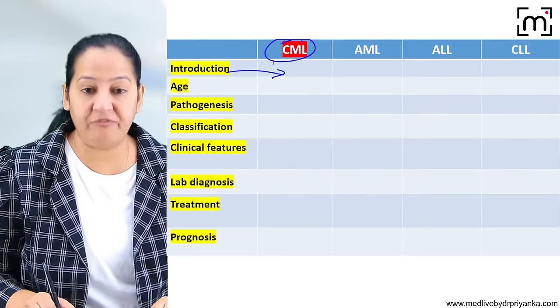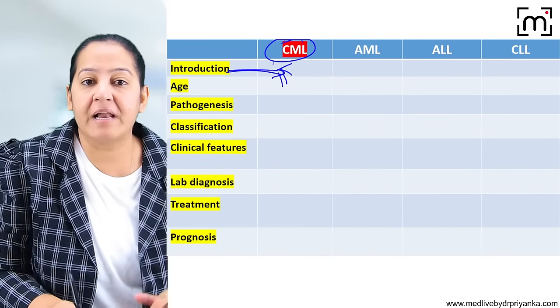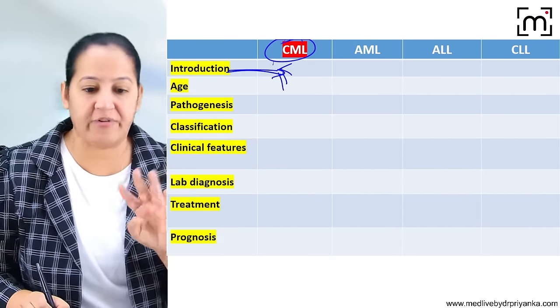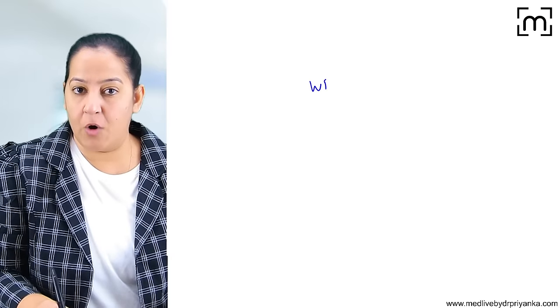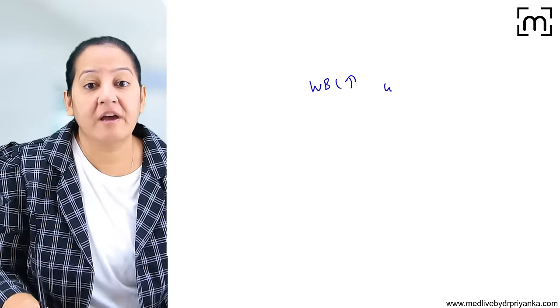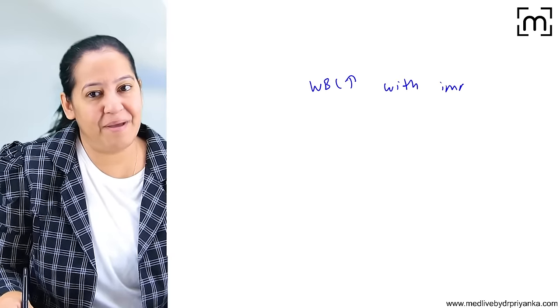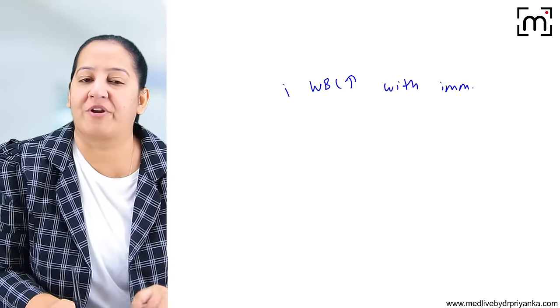Write down the four criteria of CML. You should know them; you may get a question on the criteria also. What are the four criteria? Number one, WBC count is high: leukocytosis with immaturities, the first, foremost, most important criteria.